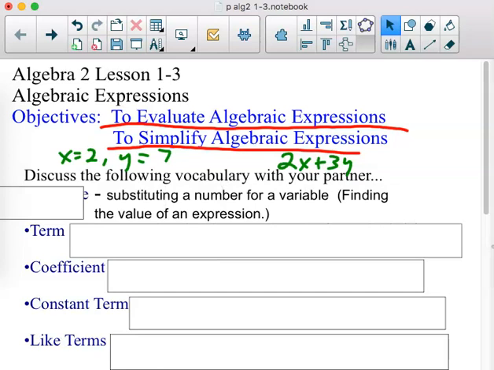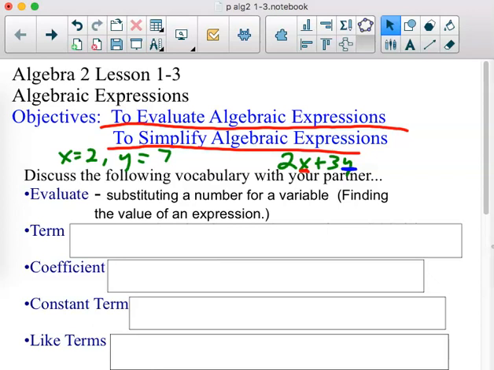So evaluate means substituting a number for a variable. You take the numbers that you have for x and y, the 2 and the 7, and you put them in there, 2 and 7 for x and y, respectively. So 2 goes right here, and 7 goes right there. And then we have to remember that when things are sitting right next to each other in algebra, that means that we're multiplying. So 2 times 2 plus 3 times 7.